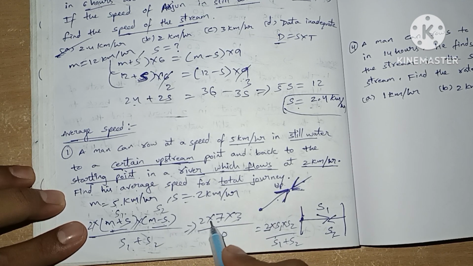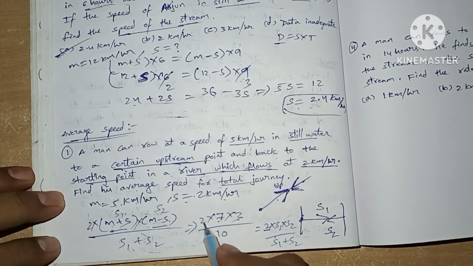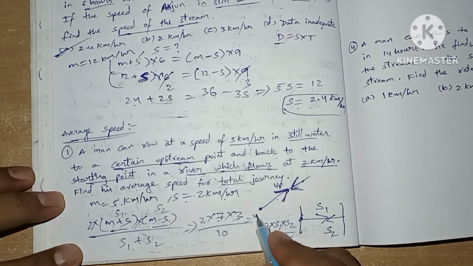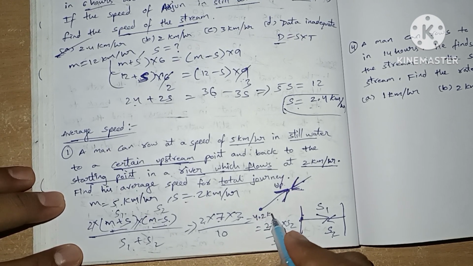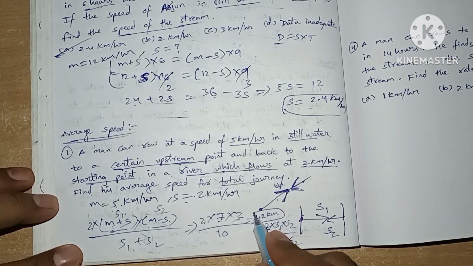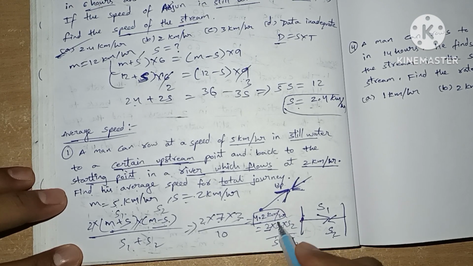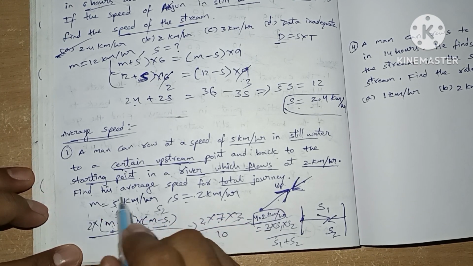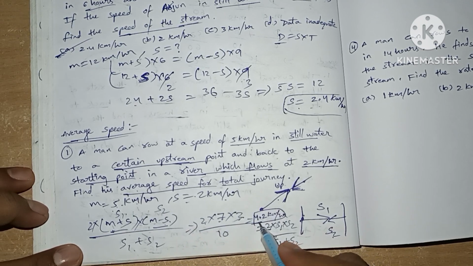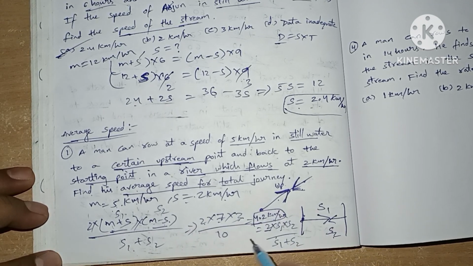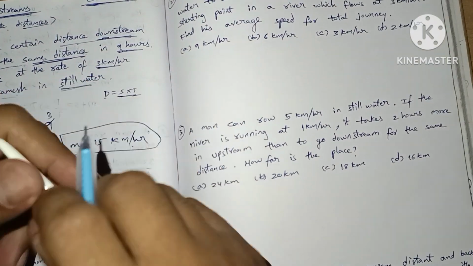So we get 7 times 3 is 21, 21 times 2 is 42, divided by 10. So 4.2 kilometers per hour is the average speed. So the average speed of the total journey is 4.2 kilometers per hour. Let's see one more question and understand this average speed concept.